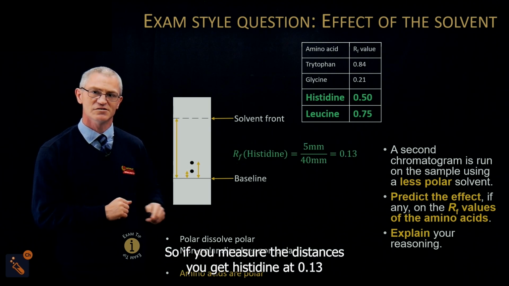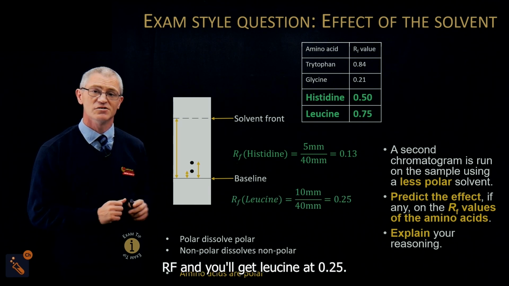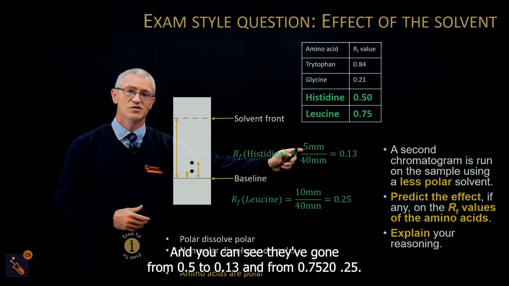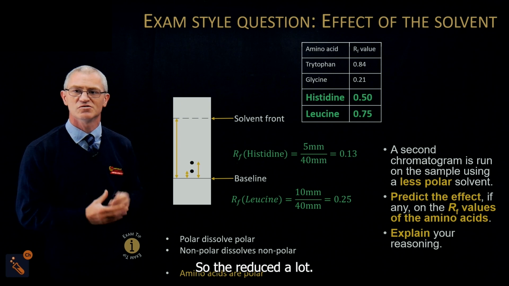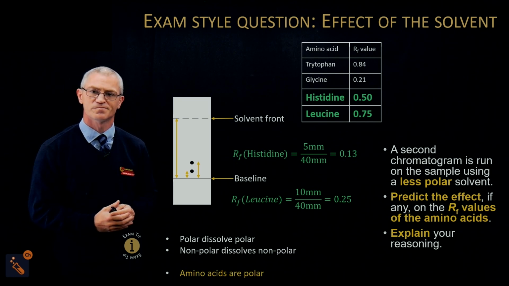So if you measure the distances, you'll get histidine at 0.13 RF and you'll get leucine at 0.25. And you can see they've gone from 0.5 to 0.13 and from 0.75 to 0.25. So they've reduced a lot. And I'm just showing you that to give you a clear example.